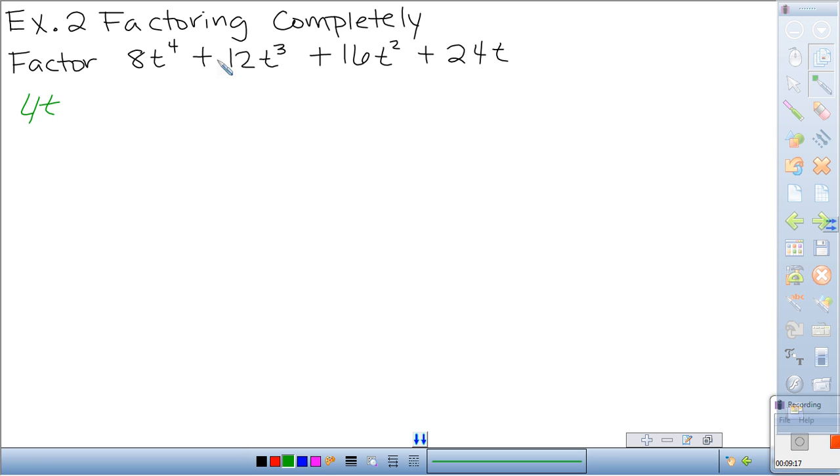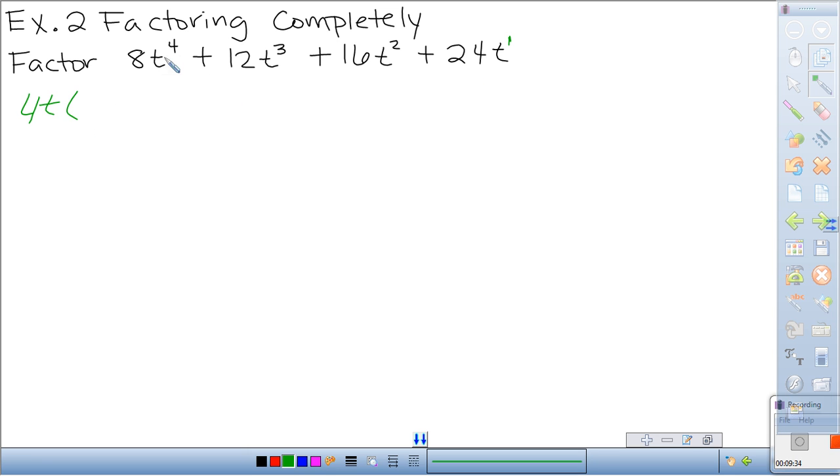So notice if you look at all of your variables, if you're going to pull out a variable GCF, you have to pull out the one with the lowest exponent, which in this case is a 1. So we're pulling out a 4t from all of our factors.